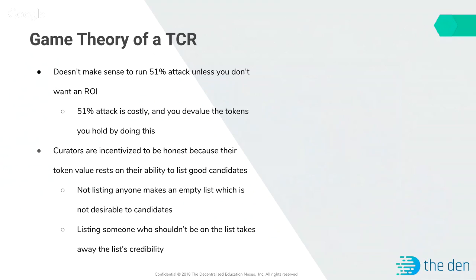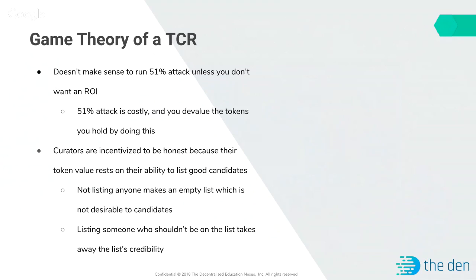However, it doesn't really make a lot of sense to run a 51% attack unless you don't want an ROI on the tokens that you bought. So let's say you bought these tokens. You paid $1 per token. You have 100,000 tokens, so you're $100,000 invested into the tokens of this TCR.